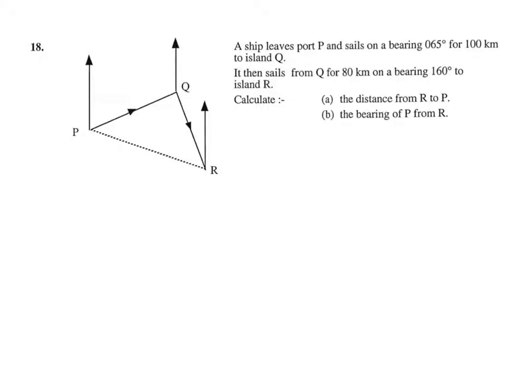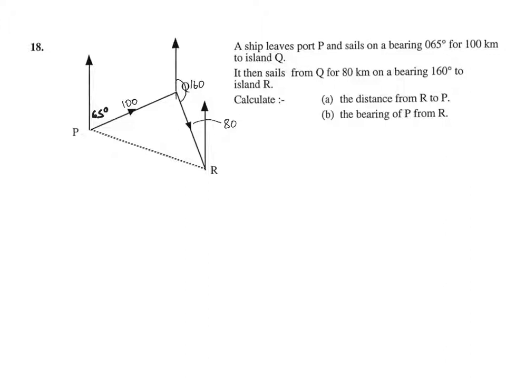This is a bearings question. So the ship leaves port P and sails on a bearing of 65 degrees, which means that this angle in here is 65 degrees. And we know that this is 100. It sails from Q 80 kilometers on a bearing of 160 degrees. So this angle here then is 160 degrees.